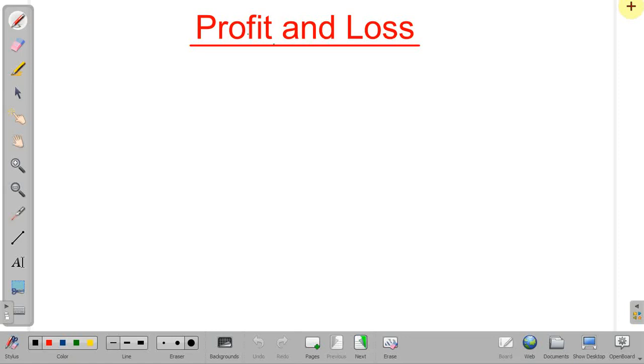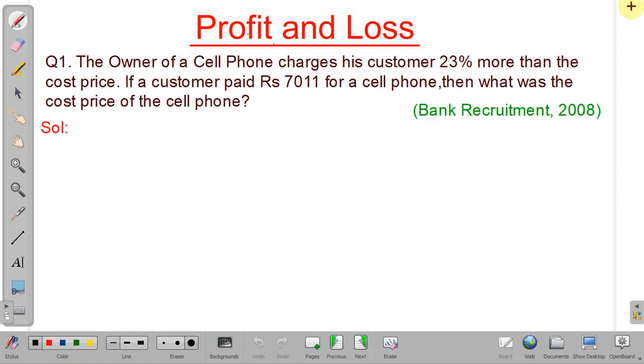In this lecture, we will discuss some important types of problems which are asked in different types of competitive examinations on profit and loss topic. So one by one we will discuss.